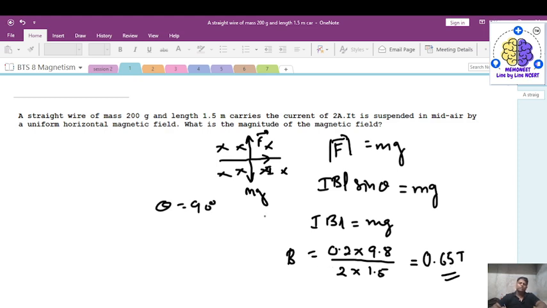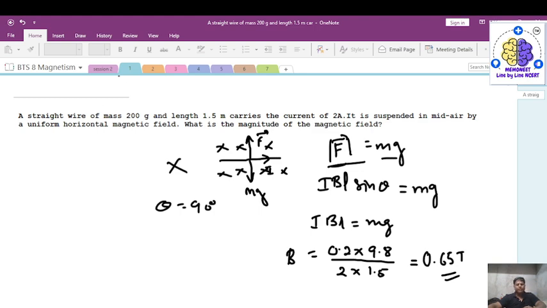So what is happening over here? The body is in equilibrium, and it is in equilibrium because the weight of the body is being balanced by the magnetic force experienced by the current carrying conductor in the uniform magnetic field. So we just equate them and solve it. From there we get the magnitude of the magnetic field. We have already mentioned the direction, that it is vertically inwards, inside the plane of the paper. How did we find it? We found it with the help of Fleming's left hand rule.